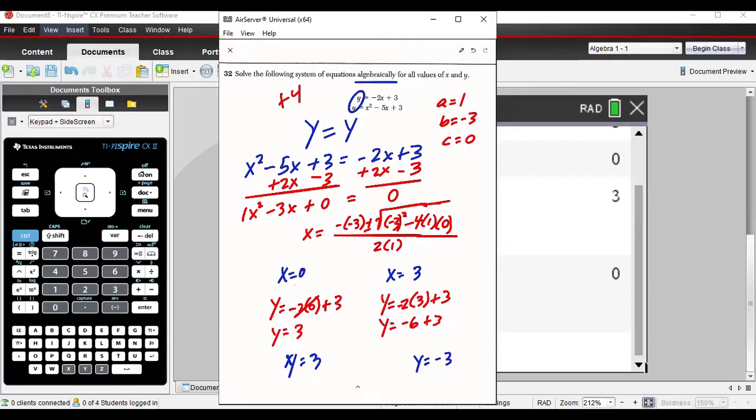Now, I used the quadratic formula. I know some of you might have factored it. We could have completed the square as well. There are any number of ways to do this, but I like the quadratic formula. It's my go-to, and that's what I teach my students to use. I'm hoping they were able to get through this question, at least get 2 to 3 points, hopefully 4. So that's your answers: x equals 0, y equals 3, x equals 3, y equals negative 3. All right, I'm going to stop and post.